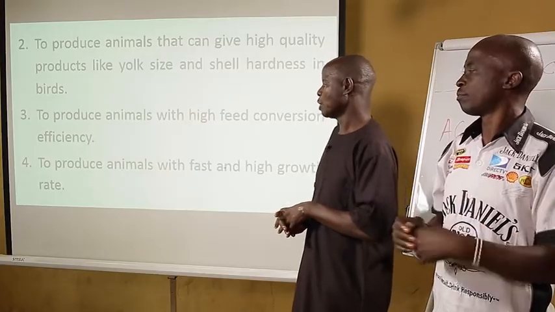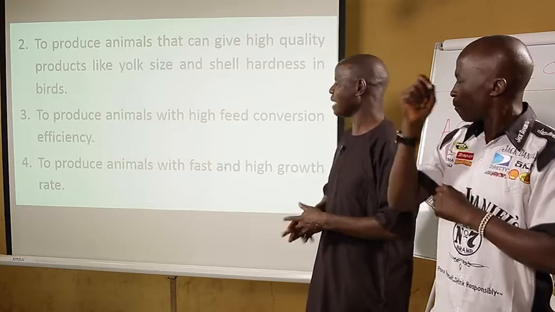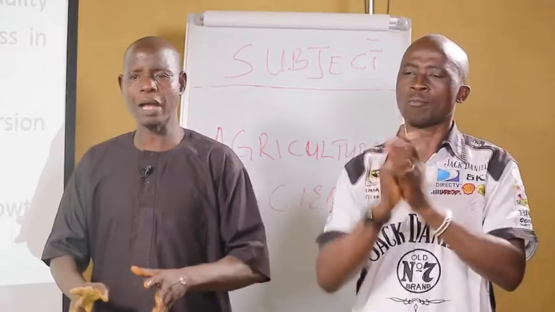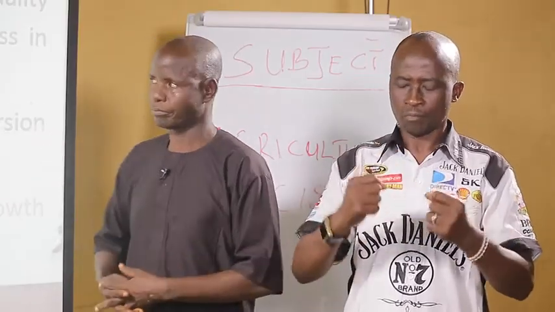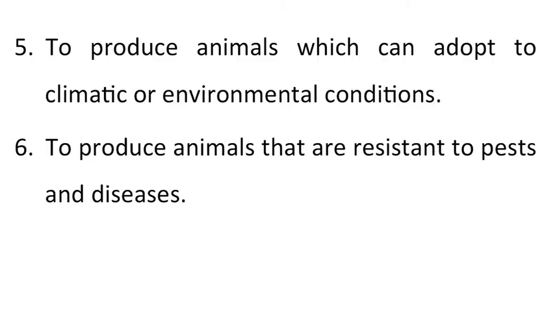Then 4, to produce animals with fast and high growth rate. In other words, to produce an animal that matures early. 5, to produce animals which can adapt to climatic or environmental conditions. And 6, to produce animals that are resistant to pests and diseases.